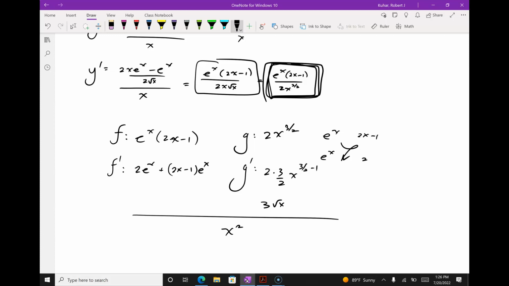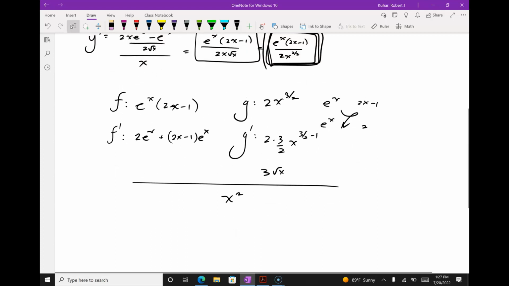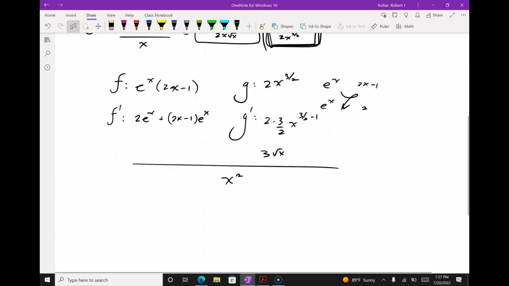You can see how nasty it becomes if you have products within products, right? Or products within quotients. And it does get pretty nasty. You just got to be organized. Take your time. So y double prime is 2x to the 3 halves times all of this junk.